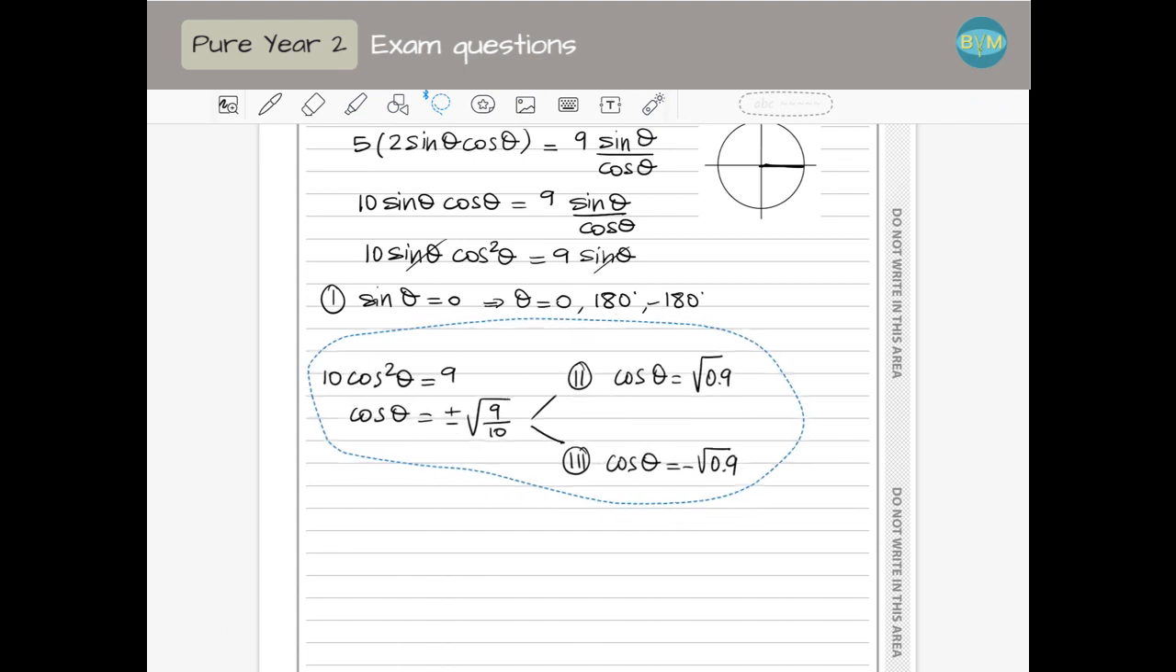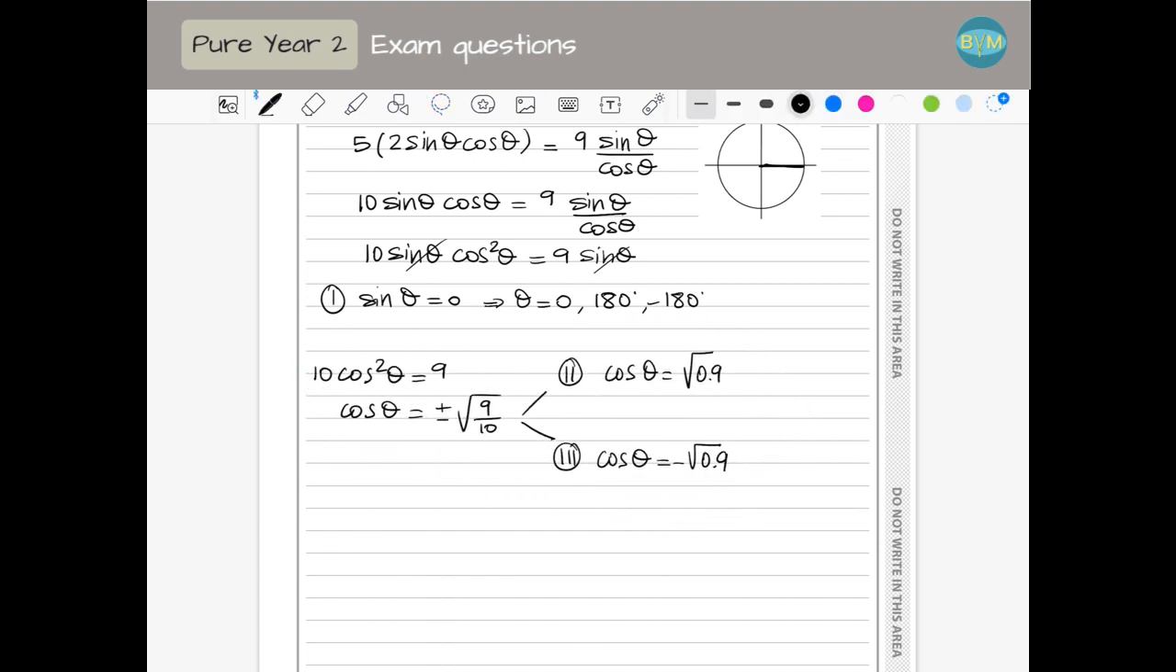Then if I carry on with these ones, the first one, when I do cos inverse of root 0.9 in the calculator, I get that theta is 18.4349 something else.